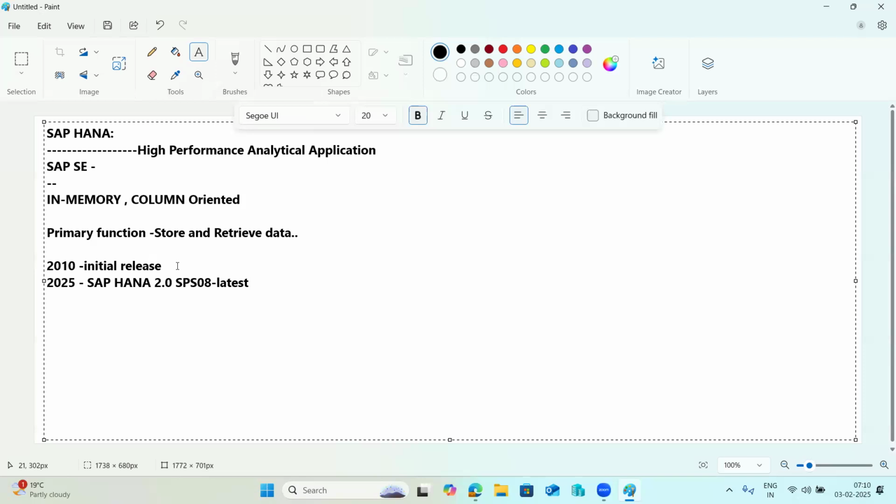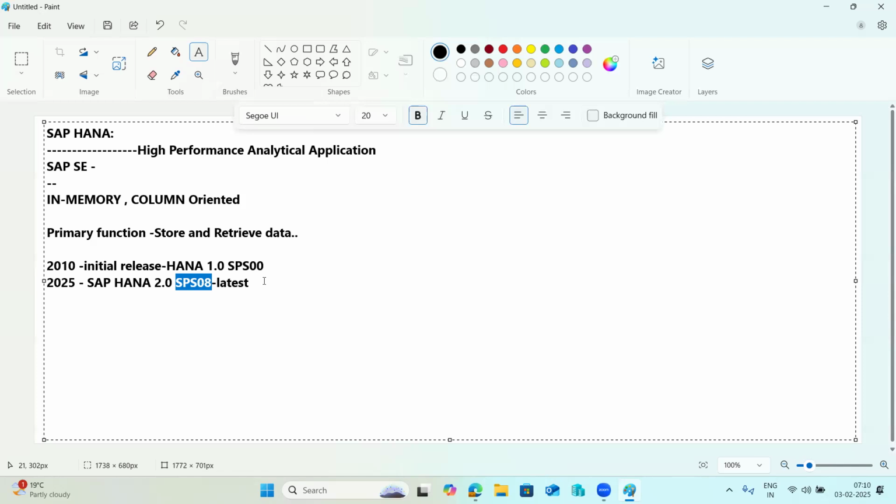With the initial release, they released HANA 1.0, from SPS 00 onwards, into the market. Now, after almost 15 years, they have changed multiple versions, and this is the stable version. SPS 08 got released two months back. The previous version was 07.